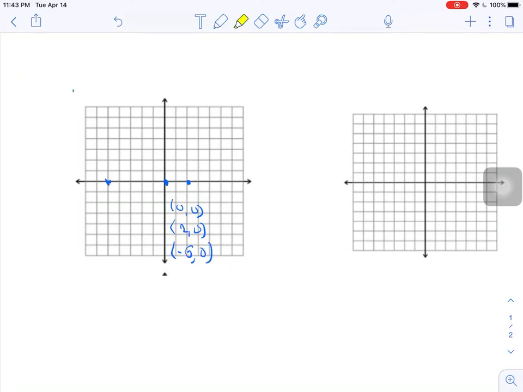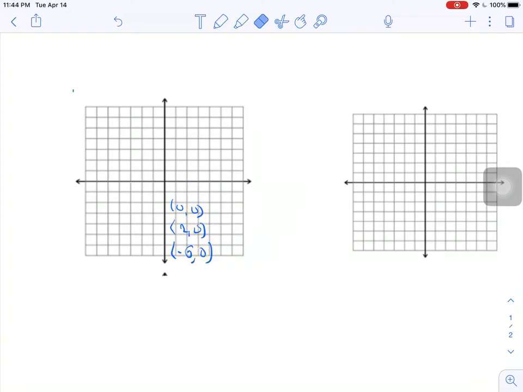So the thing that these all have in common is that the place where we meet up with the x-axis always has a y-coordinate of 0. So that is an important feature or characteristic of an x-intercept. An x-intercept is always going to be on the x-axis because it's where the line meets the x-axis. So it will always have a y-coordinate of 0. Any point on the x-axis has a y-coordinate of 0.